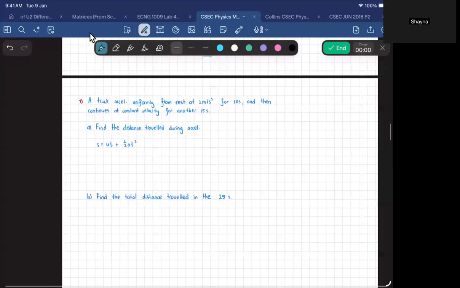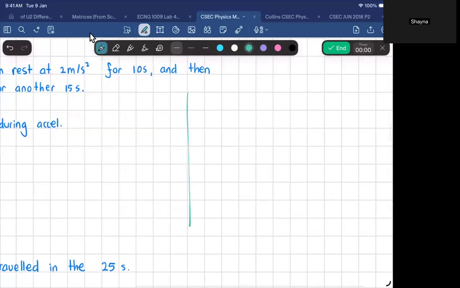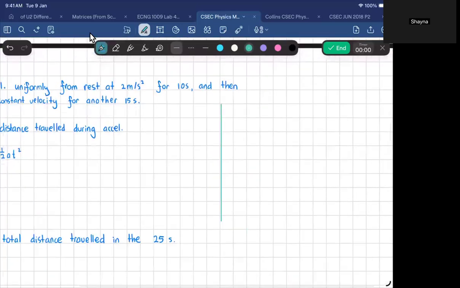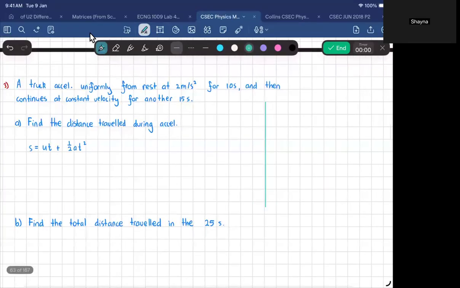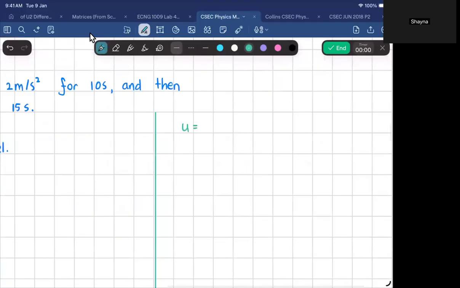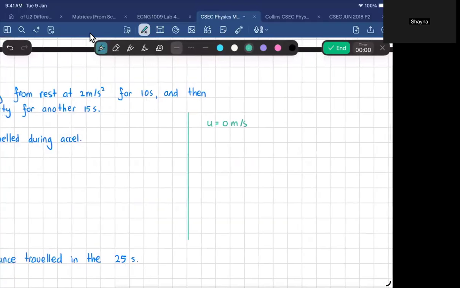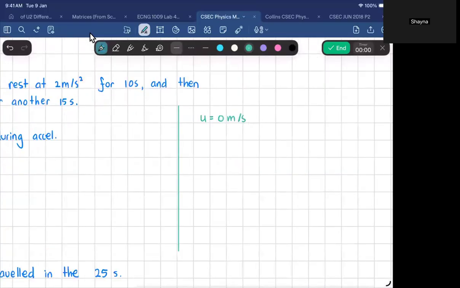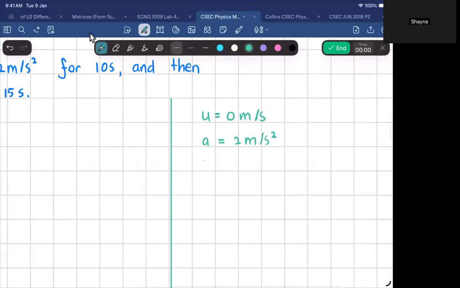Now, if we look at the information that's given, let's pull to the side and look at the information that was given. They are telling us that it starts off at rest, so U is equal to 0 meters per second. The acceleration is 2 meters per second squared, and this takes place for 10 seconds. So T is equal to 10 seconds.